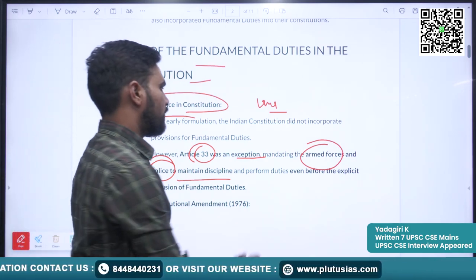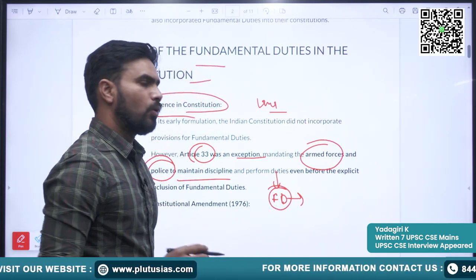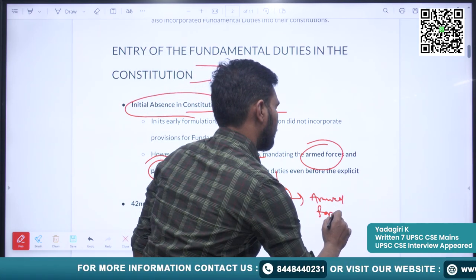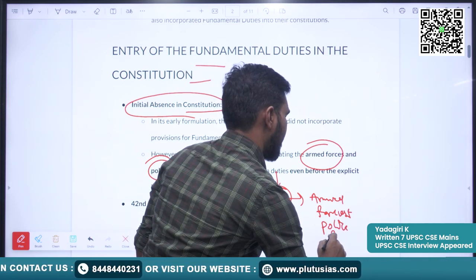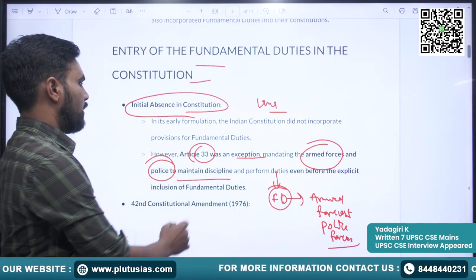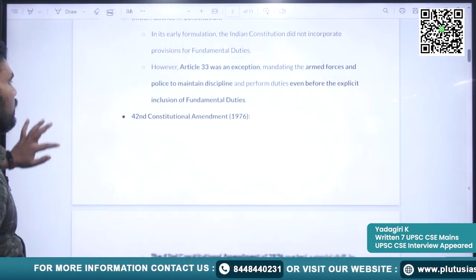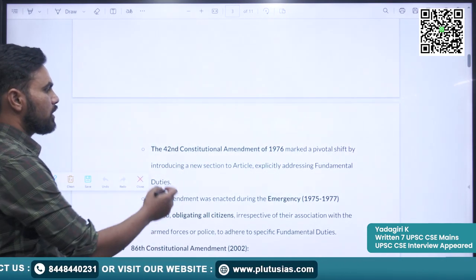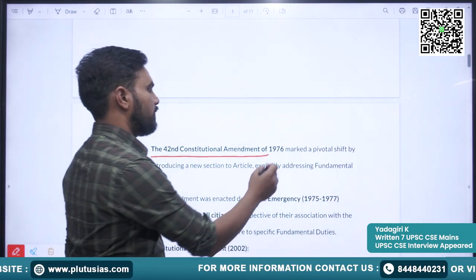So indirectly, there was a concept of fundamental duties, but this is confined to only armed forces and police forces. The reason behind this is to enforce discipline among these forces. Right. The fundamental duties have been incorporated into the constitution through the 42nd Amendment Act of 1976.